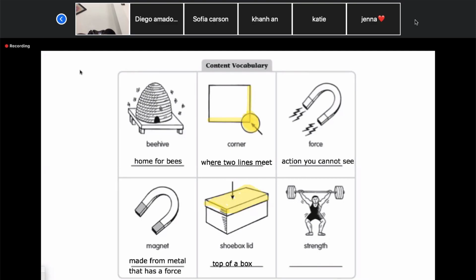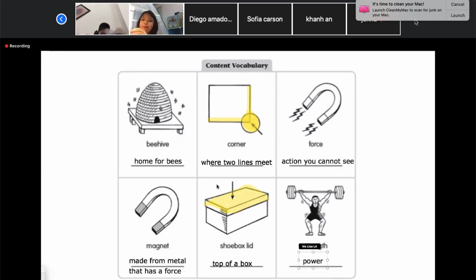And our last one is strength. Katie, do you know what strength is? Do you maybe know a synonym for the word strength? That's okay if you don't know. So we'll just say strength. When you have strength, you have power, right? So something with a lot of strength is very strong or has a lot of power. Something with a little bit of strength is not so strong or does not have a lot of power.